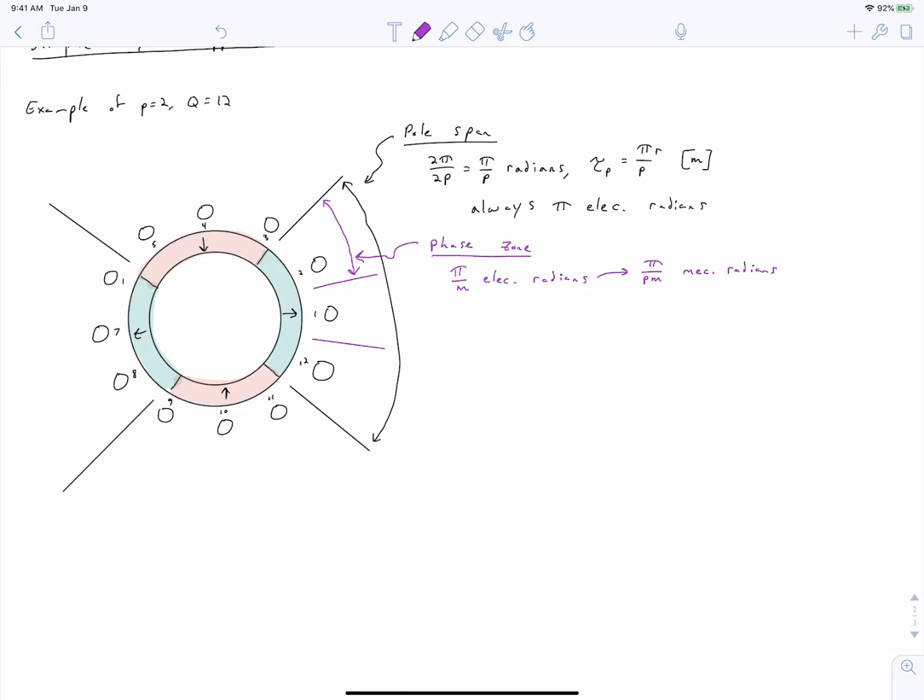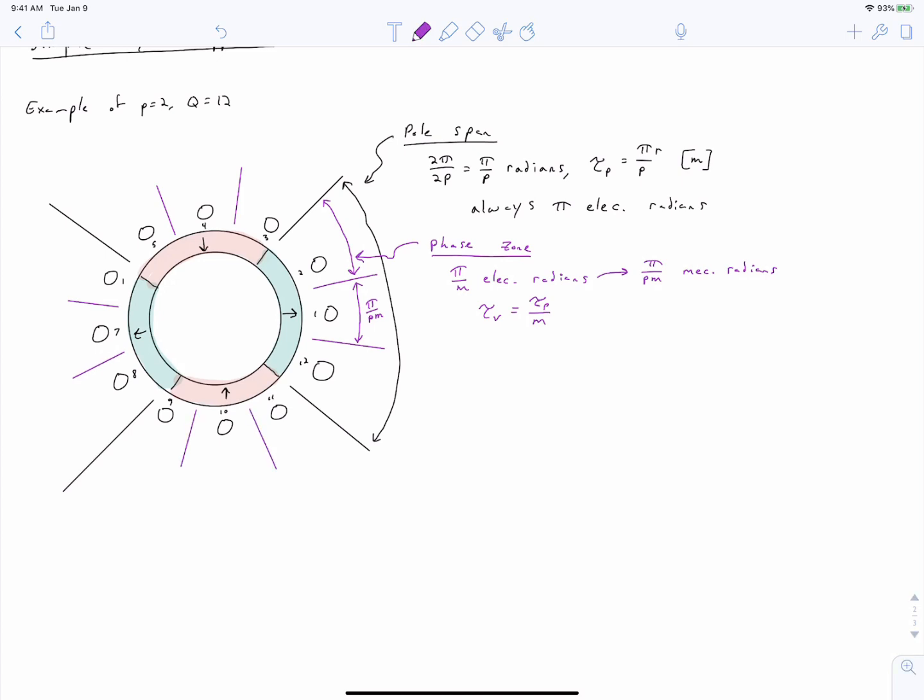And our book talks about a phase zone as a linear length, which is just going to be the mechanical angle times our air gap radius again. Or we can express it in terms of our pole span. Our linear phase zone is our pole span divided by our number of phases. So we've got three phases, which means that each of these phase zones is going to be 60 degrees electrical, or, because this is a four-pole motor, it's going to be 30 degrees mechanical. And so we'll divide this up all along the periphery of our surface.